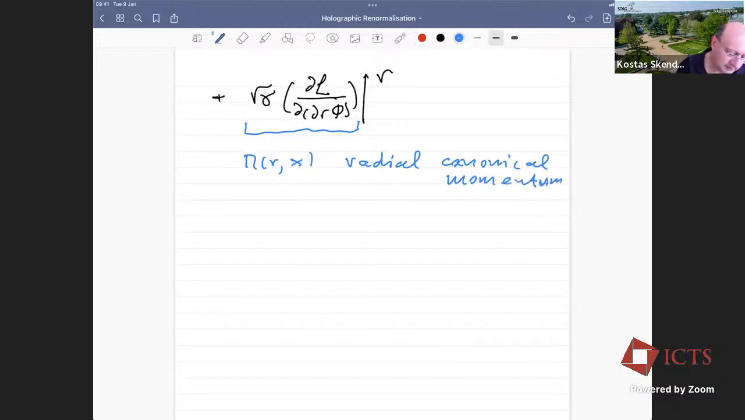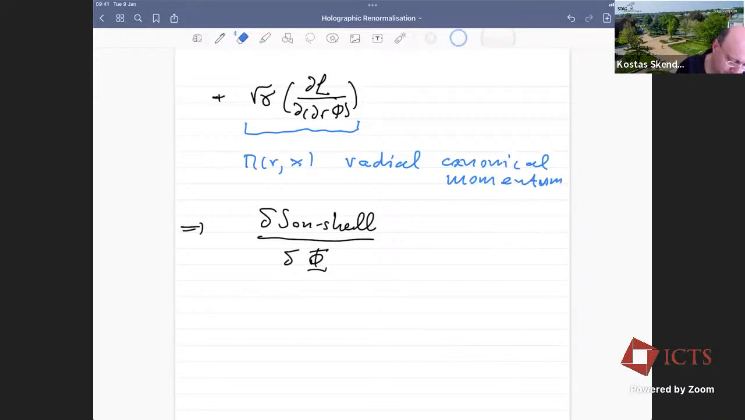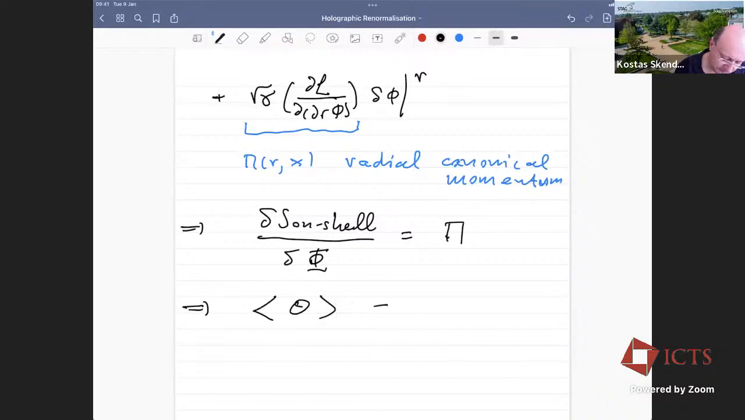So now from here we see that the variation of the on-shell action with respect to the field, sorry, here I should have had, is equal to the radial canonical momentum, or in other words, the expectation value of the operator is equal to the radial canonical momentum.